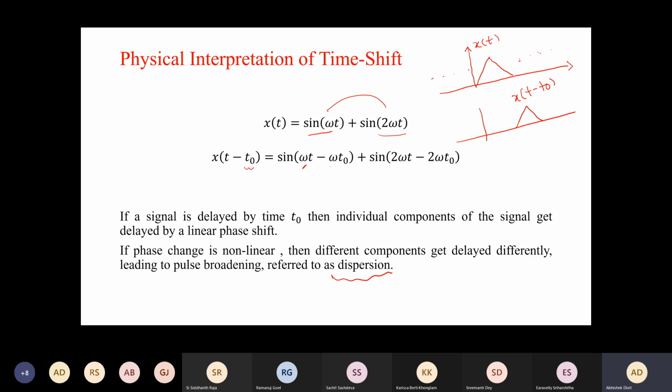Now I am imagining a second situation in which different sine components go through a non-linear phase change with respect to frequency. Then at the output, you would not get xt minus t naught, but a distorted version of xt. Essentially it can be shown that xt gets broadened, if different sines of xt go through non-linear phase change, because this situation corresponds to different sines arriving at the output at different time instances. So it will lead to pulse broadening.